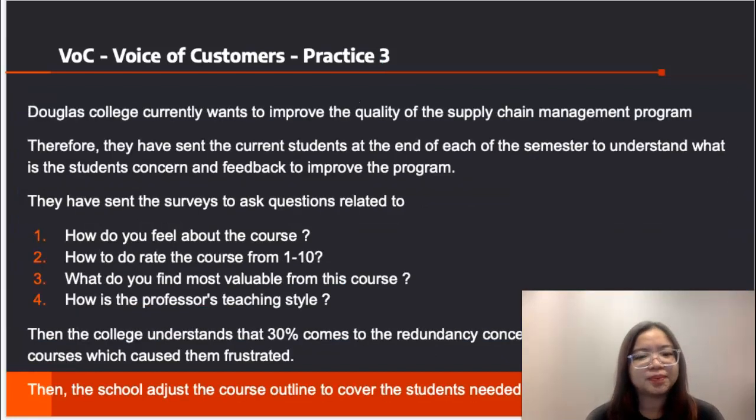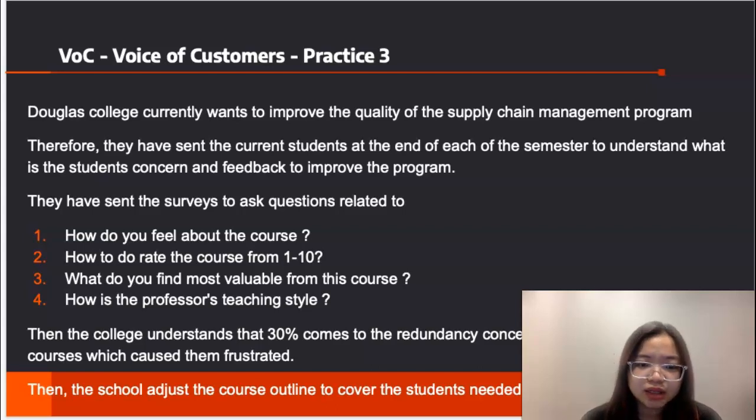The next one, the third example, is the Supply Chain Management Program improvement from Douglas College. So I think you know that the school always sends the current students a survey at the end of each semester to understand what the student concerns and feedback for improvement of the program are. And so the questions related to the survey could be, how do you feel about a course? How do you rate the course? How's the professor's teaching style? And what's the problem that needs to be improved?